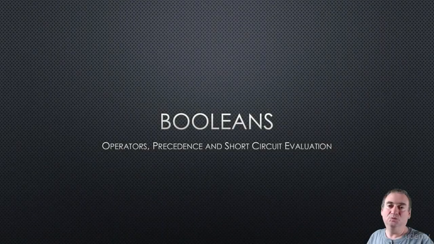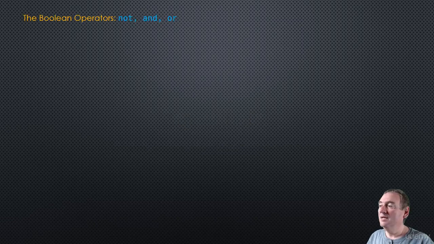Hi, in this video we're going to continue our dive into Booleans. We're going to look at operators, we're going to look at operator precedence, and we'll also look at what short circuit evaluation is and how it works. So first of all, the Boolean operators are not, and, or.